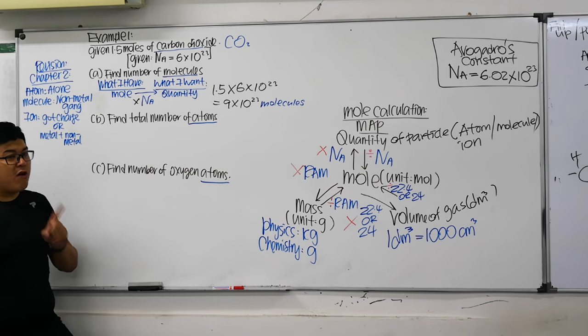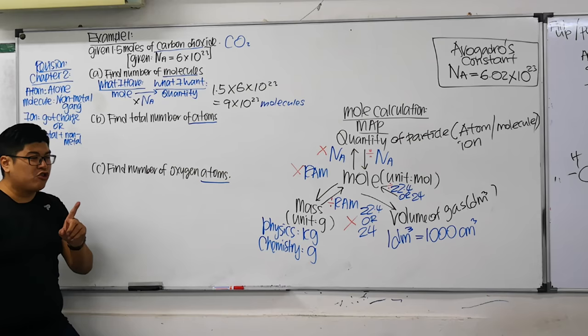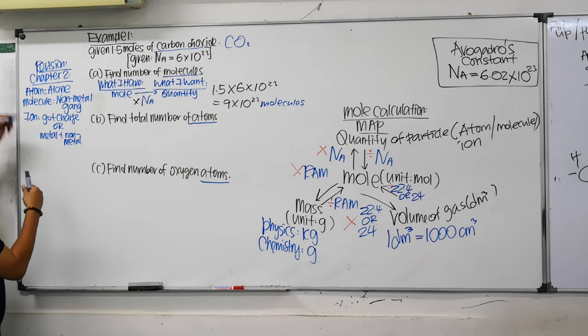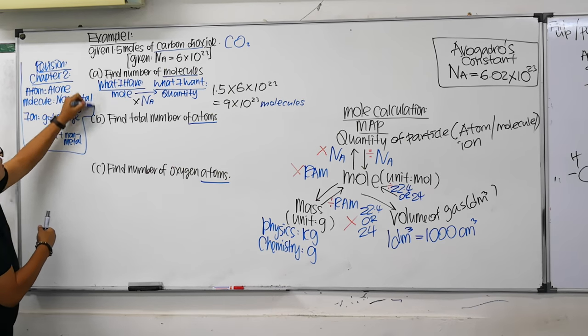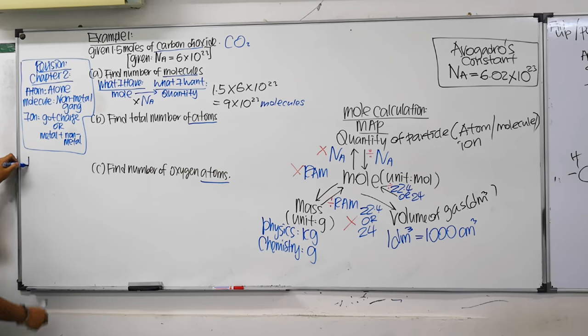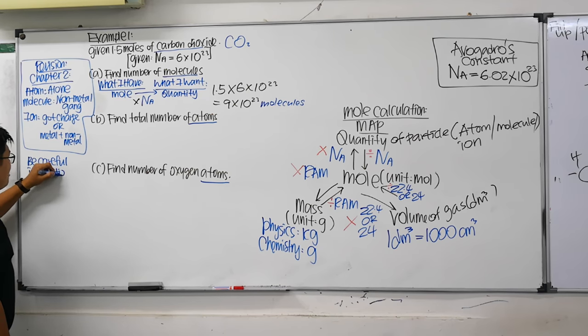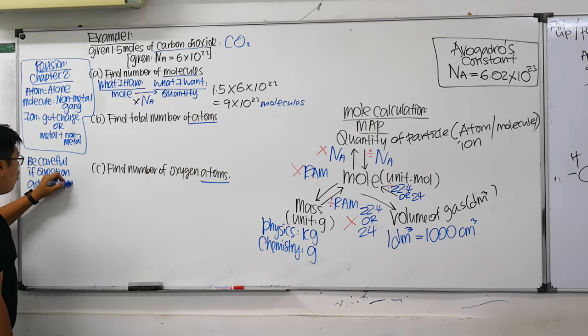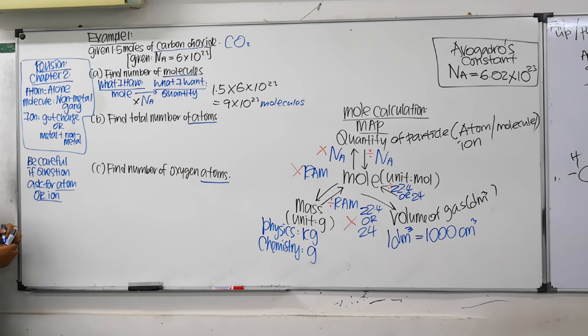Your problem arises when they ask you to find atom or ion. So my second word is here. My second word is that I want you all to be very, very careful if the question asks for your atom or ion. Be very careful if the question asks for atom or ion. Okay? So how and why?